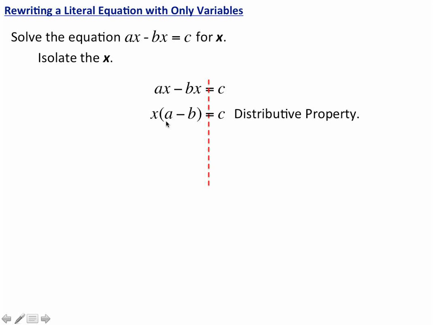And now what I'm able to do is now I have x times this thing, so I can just divide both sides by that thing to get rid of them off of the x, and I would just wind up with c divided by a minus b. Okay? So don't let the fact that it's just letters and not numbers freak you out. It's really the same things you've been doing with the numbers from the last couple sections.